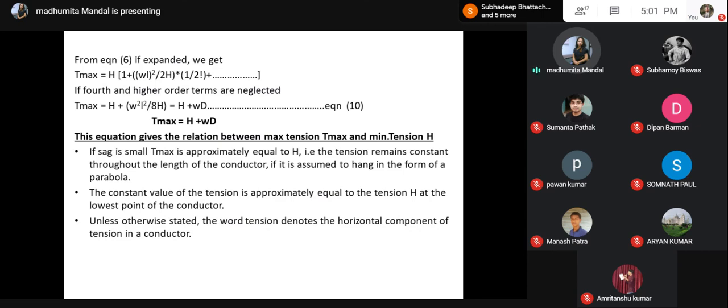Unless otherwise stated, the word tension denotes the horizontal component of the tension in a conductor. So basically, when working tension is given, we will consider that this H is given. Okay, not T max.